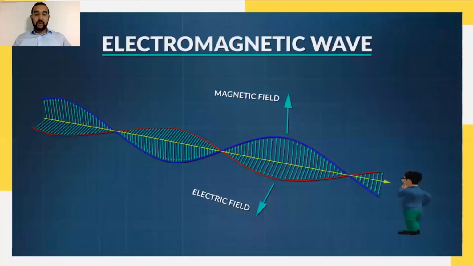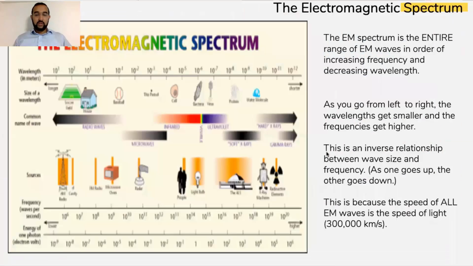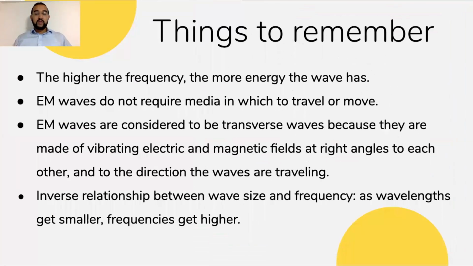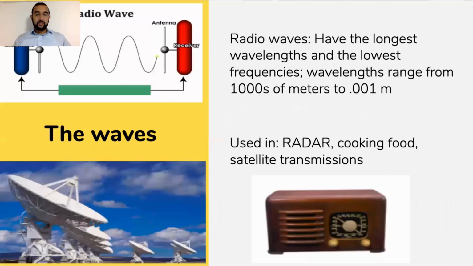This image from the beginning shows they're at a right angle to each other. You have the magnetic field and then you have the electric field, and they're at a 90-degree angle to each other. There is an inverse relationship between wavelength and frequency. As wavelengths get smaller, frequency gets higher.